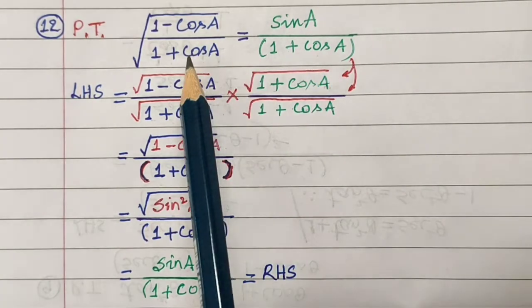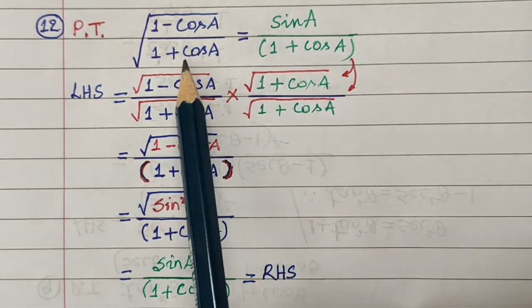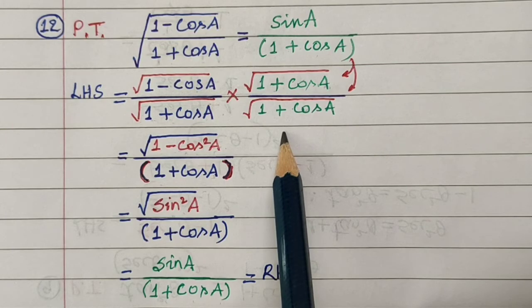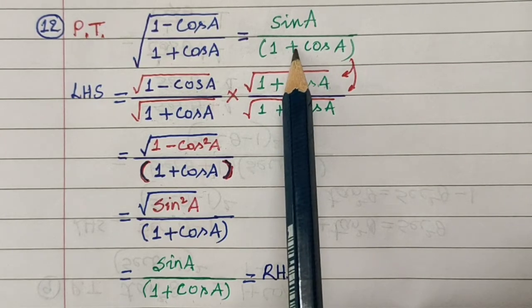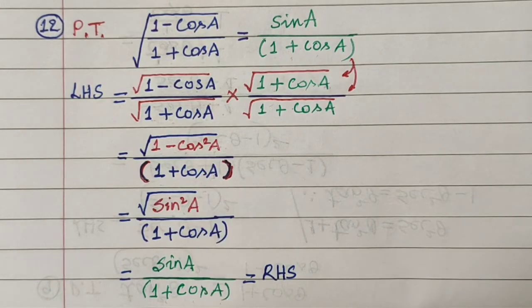So as soon as you see this, don't jump to the conclusion that you have to change the sign and multiply both numerator and denominator with it. See what the right hand side is. According to that you have to do this. Then you will get this.